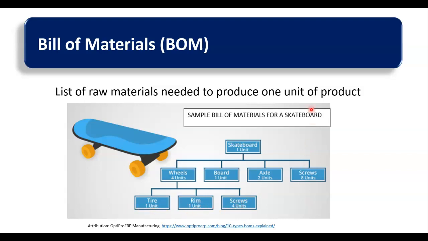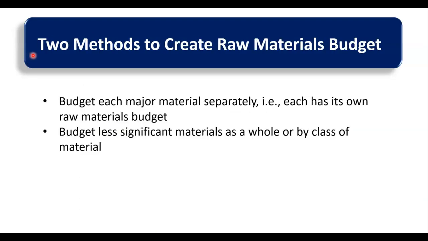So this is just a simple example of all the different raw materials that might go into making a skateboard. And this is assuming, right, that they're not making the board from scratch. They're buying it from someone else. They're not making the wheels themselves. They're buying those from someone else. So when you've got a lot of different raw materials, there are 2 different ways to break this down.